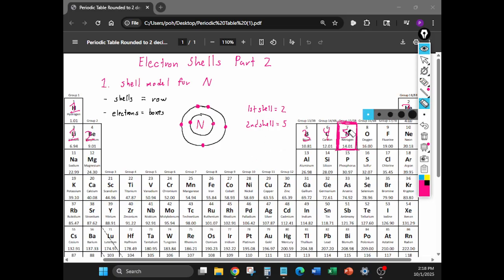If you want to check your work, take a look at nitrogen. You see the number on top is 7. 2 plus 5 should equal 7. And that's how you can always tell if you did your work correctly. So this is how you draw shell models.